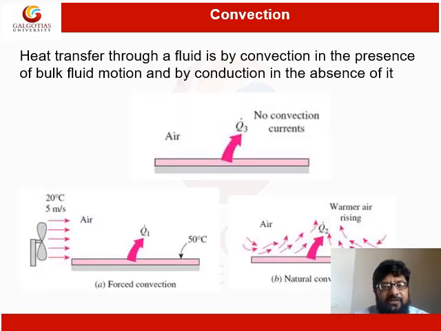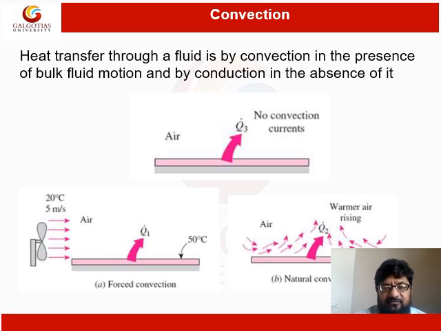So we already know that heat transfer through a fluid is by convection in the presence of bulk fluid motion, and by conduction in the absence of bulk fluid motion. If there are convection currents responsible for the bulk fluid motion, then on this basis convection can be defined as forced convection and natural convection.